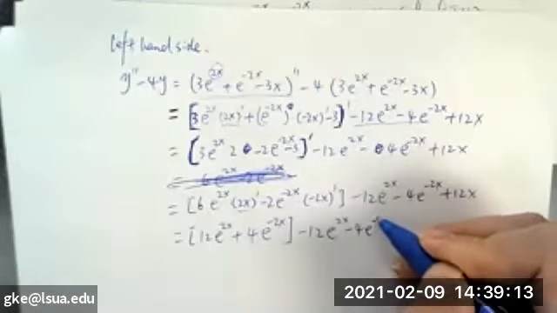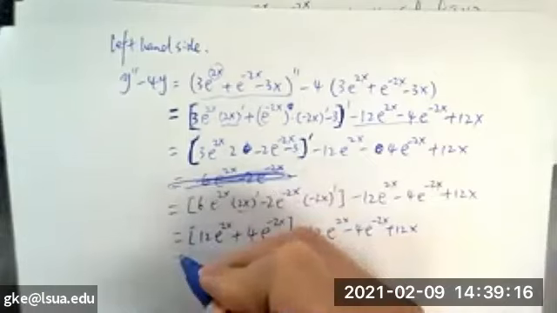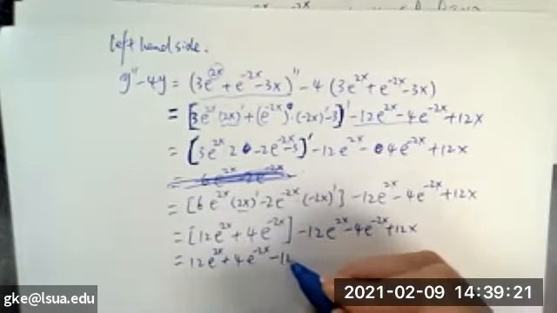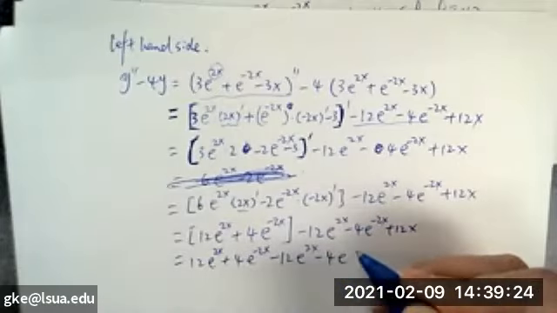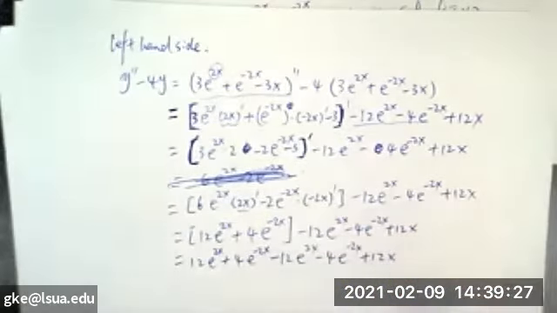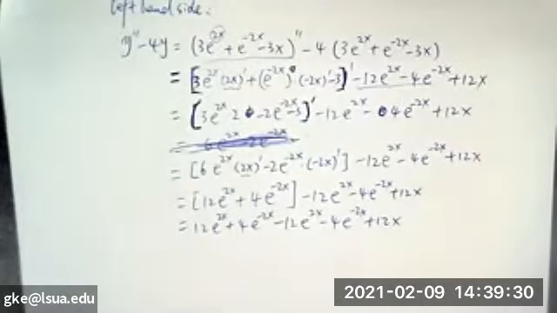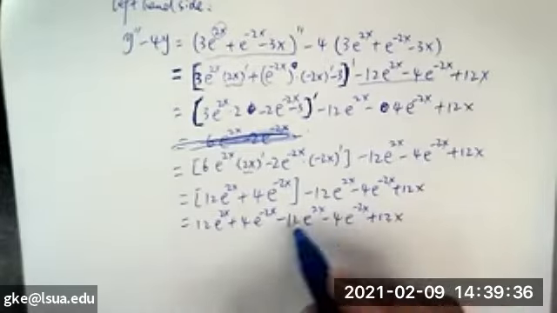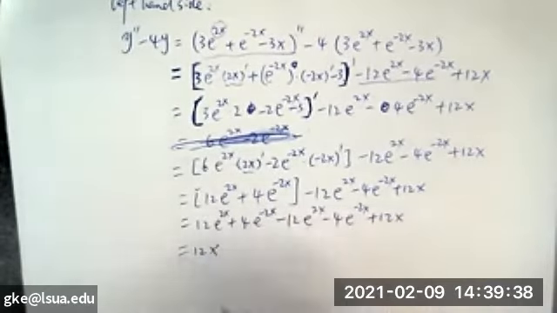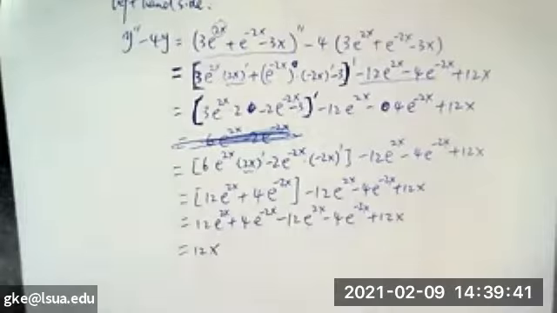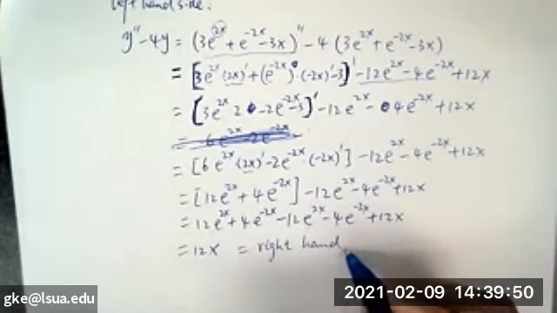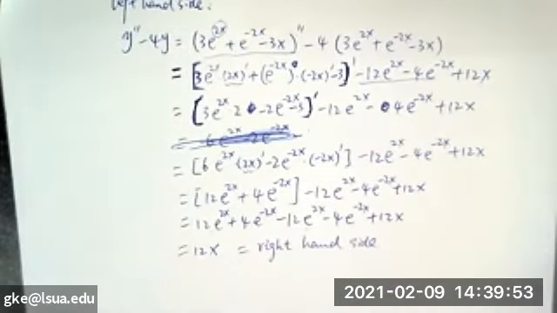Next, we're going to get, okay, very good. So we have what? We have this term. We're going to cancel out 12x. 12x, right? And this equals the right-hand side. We just proved it. We just proved it.